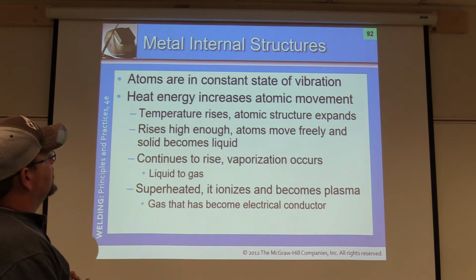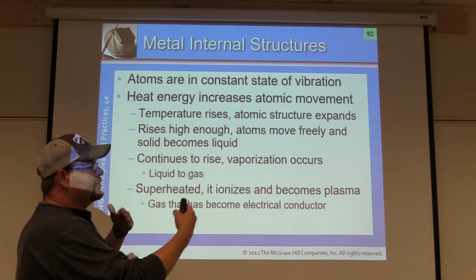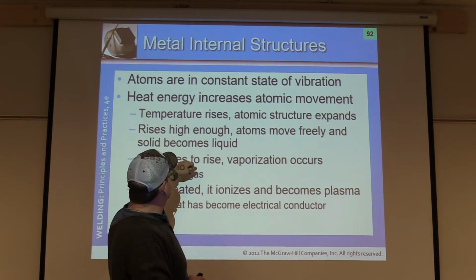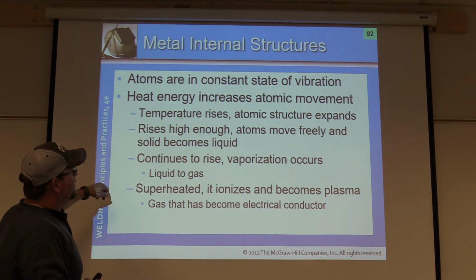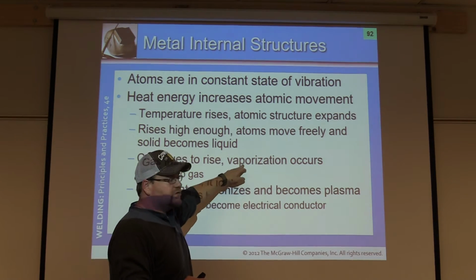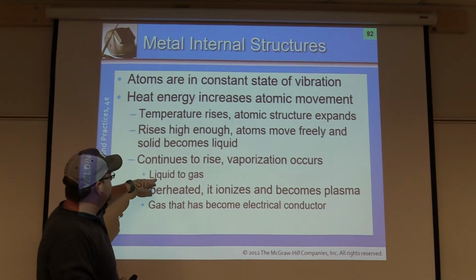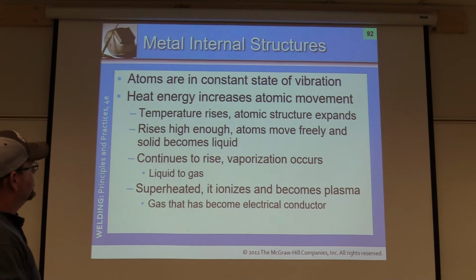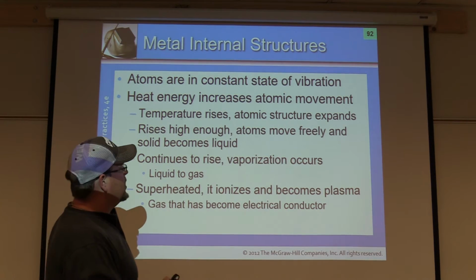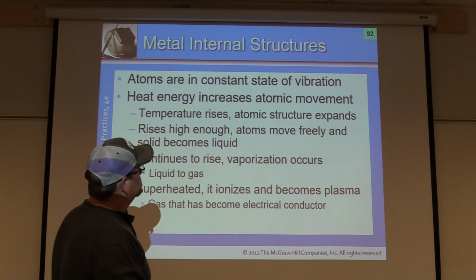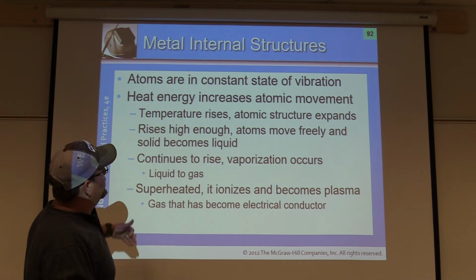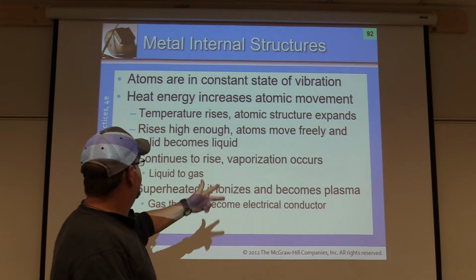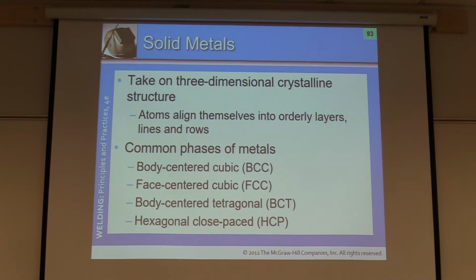So the temperature rises, the atomic structure expands. We know that. Material grows as the temperature rises. If it rises high enough, atoms move freely and solid becomes a liquid. They continue to rise. At that point, then there's a vaporizing point. It goes from a liquid to a gas. Superheated, it ionizes, it becomes a plasma. That's a gas that has become an electrical conductor. So here's kind of the four stages of it: solid, liquid, gas, plasma. Okay?